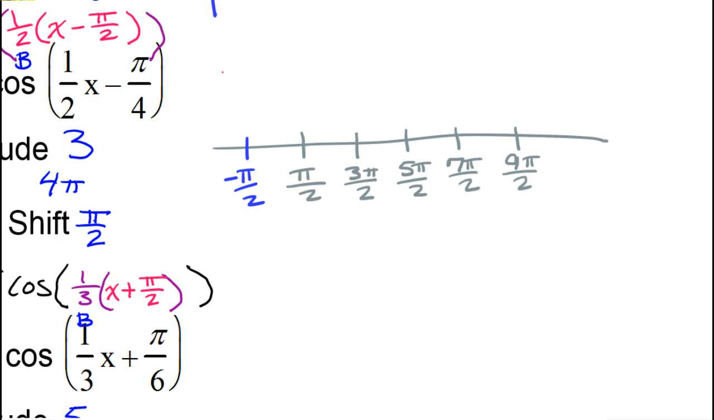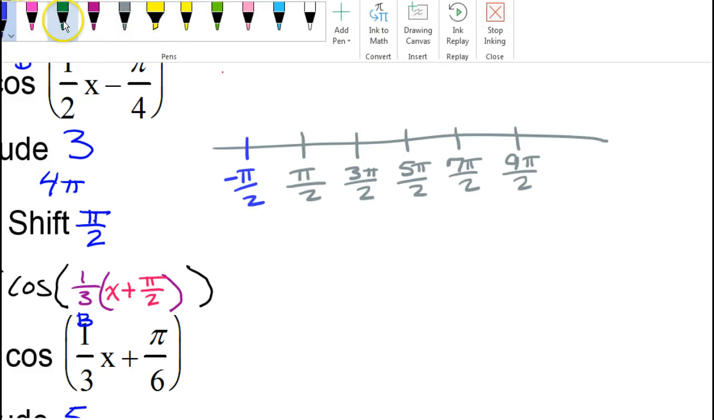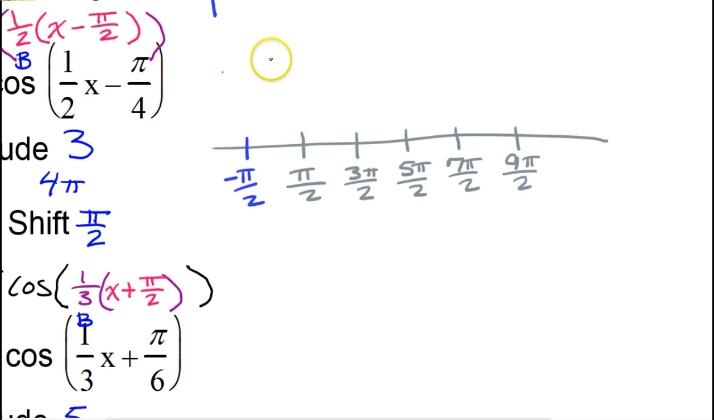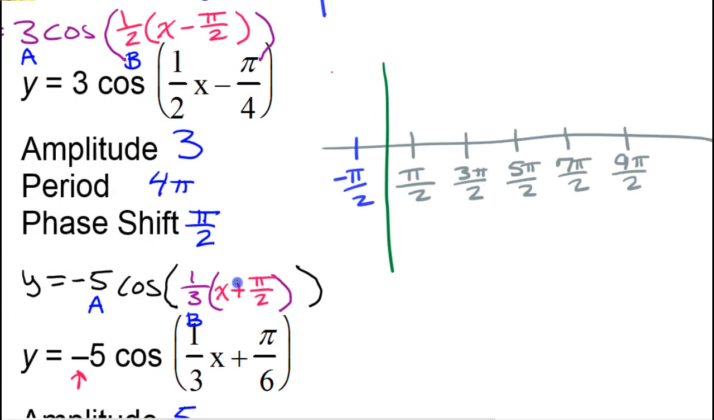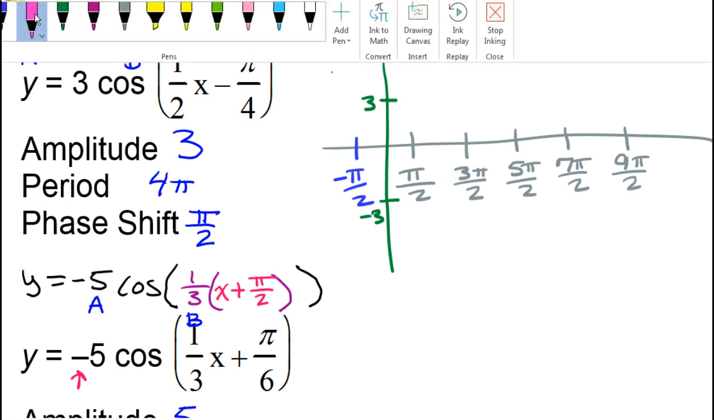Alright, so let's go ahead and draw the y-axis right in here. I think I'm going to change colors this time. I'm going to go green with it. Alright, so the y-axis is going to be like here. Now, the amplitude is 3. There's no vertical shift, but the amplitude is 3. So that means the high value should be at 3, and the low value should be at negative 3. Okay, I think that's all we need to do the graph.